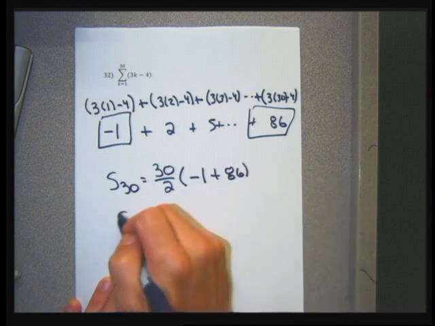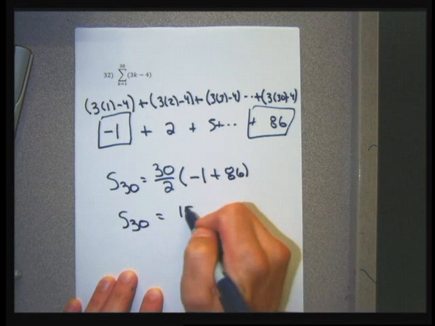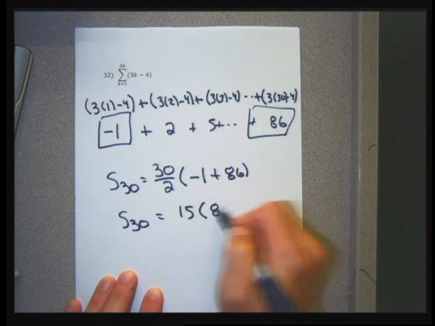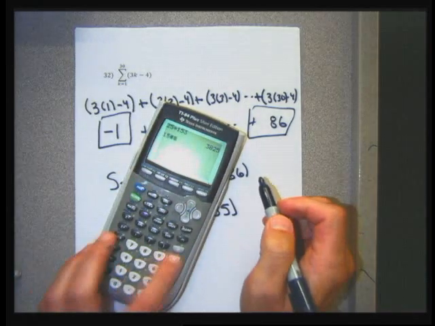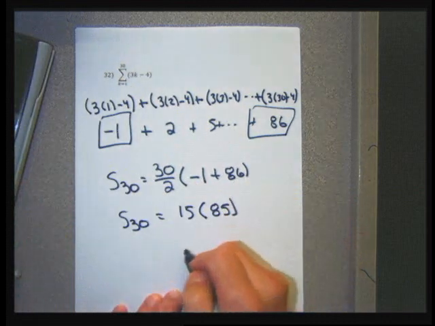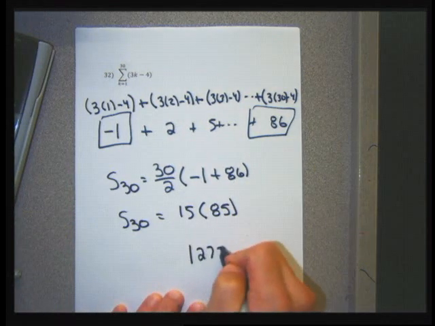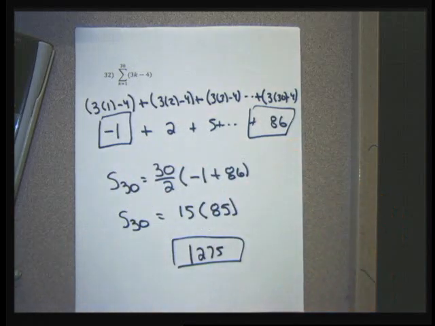In this case, the sum of the first 30 terms, which is the sum that I'm trying to find, is going to be 15 times 85. And 15 times 85 is 1,275. So if I listed all 30 terms, computed each one separately, and then added 30 different numbers, those numbers would add up to 1,275.